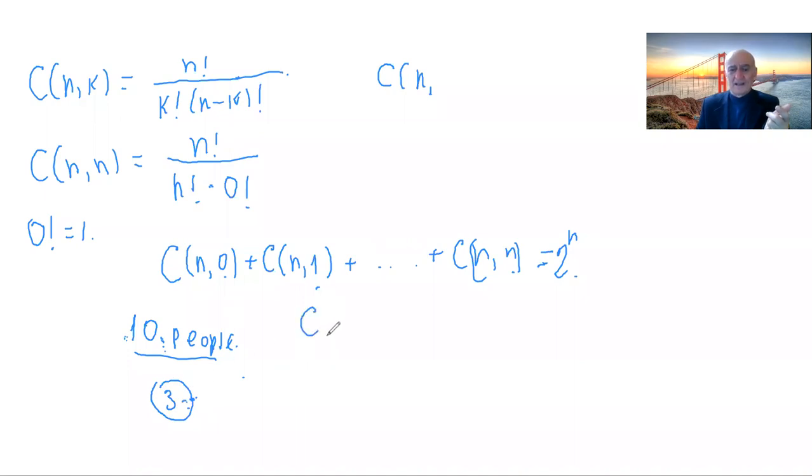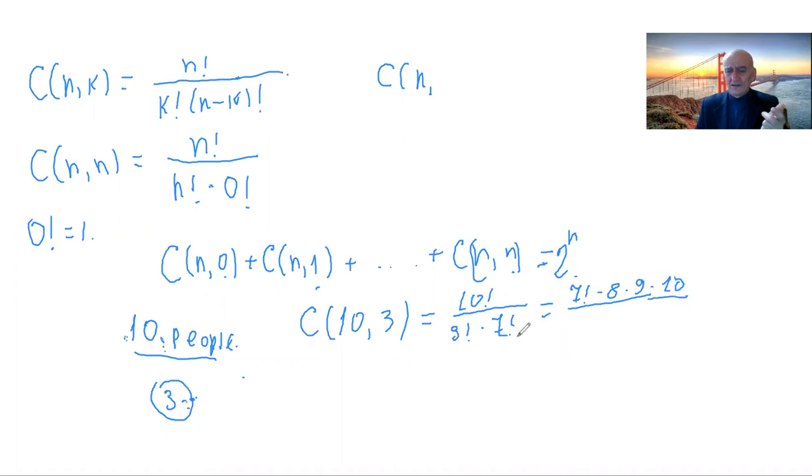And this is C(10, 3). Okay, let's calculate it. So it's 10 factorial divided by 3 factorial times 7 factorial. I can represent 10 factorial as 7 factorial times 8 times 9 times 10, and 3 factorial is 2 times 3. The 7 factorial and 7 factorial I can cancel.